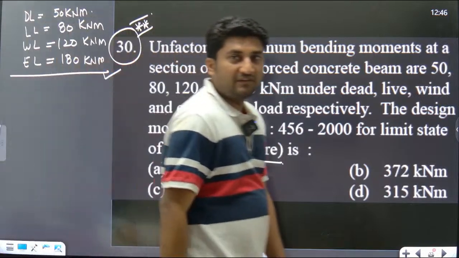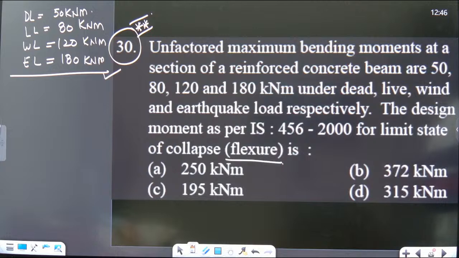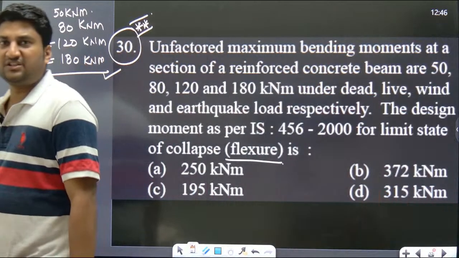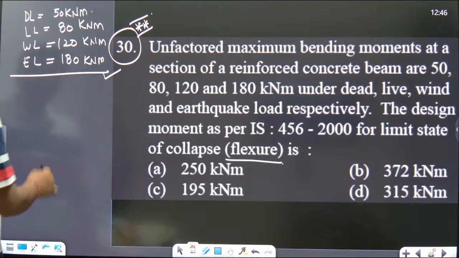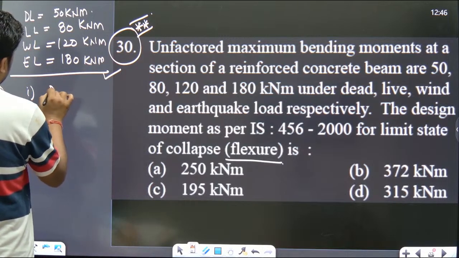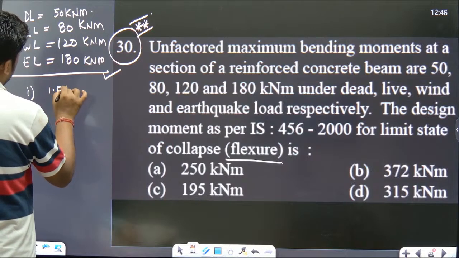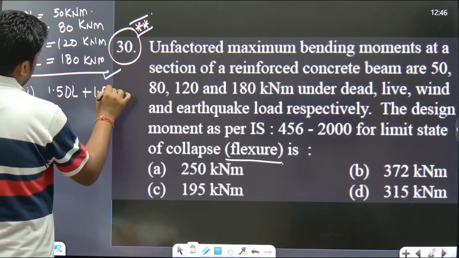First load combination, if there is dead load and live load, how much do you need to increase? 1.5, 1.5. Dead load with wind load or earthquake load, 1.5 or 1.5. When all the loads are acting, you multiply by 1.2. So in RCC, there are very few load combinations. First load combination is dead load and live load, so you multiply dead load by 1.5 and live load by 1.5.